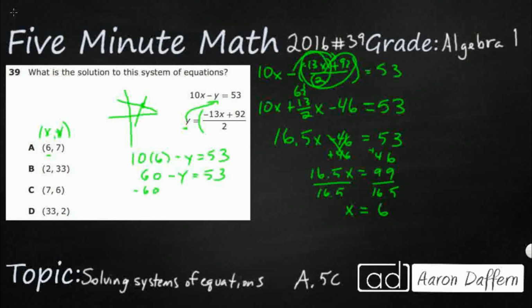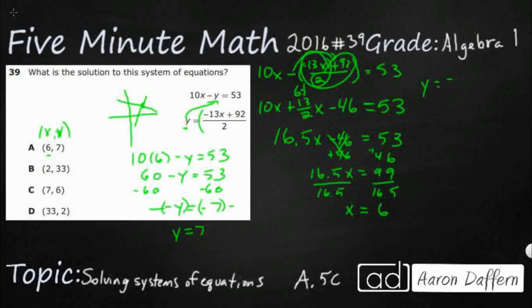I subtract 60 from both sides. All right, so negative y equals negative 7. Now you might be thinking, wait, I thought it was supposed to be positive 7. It is. You can't leave a negative y, so we end up needing to multiply both sides by negative 1. And guess what you get? y equals 7. You also could have done it if we put that 6 into the second one.